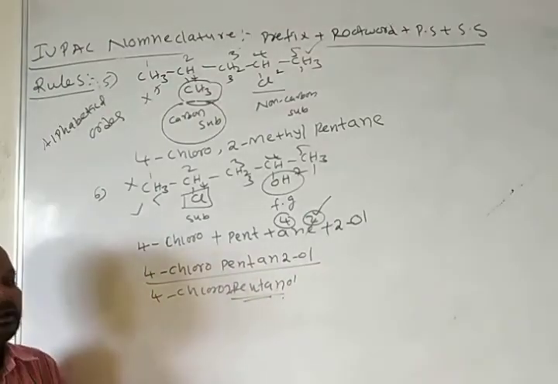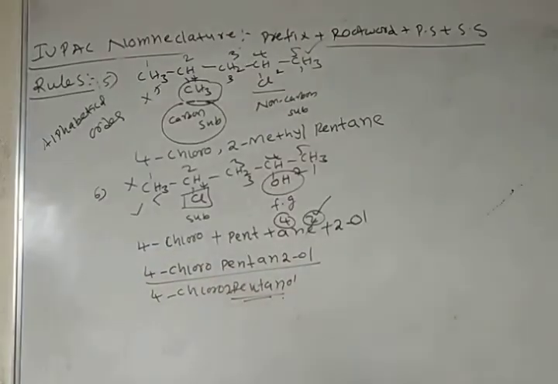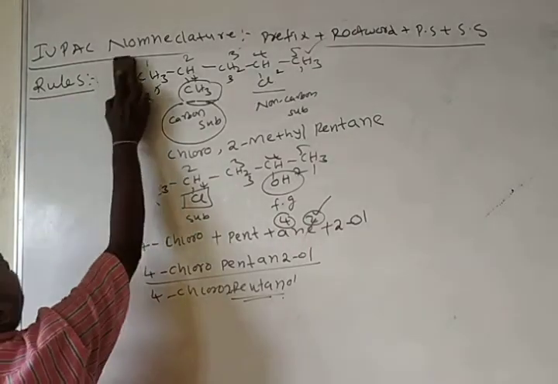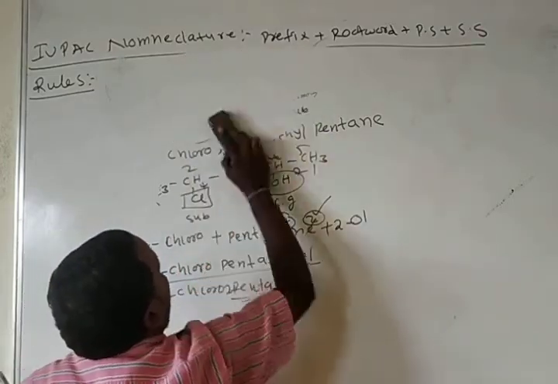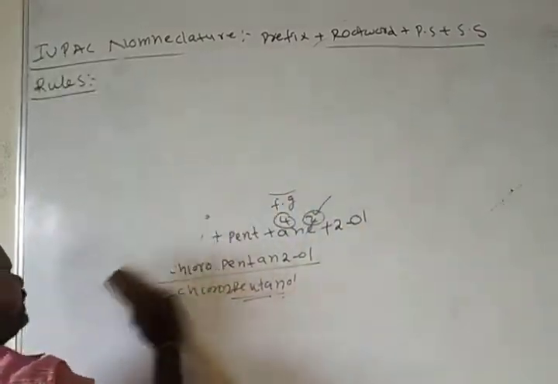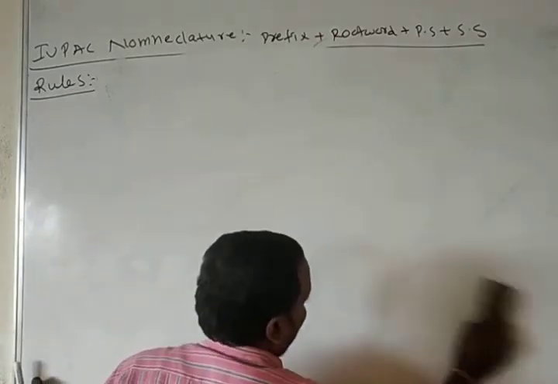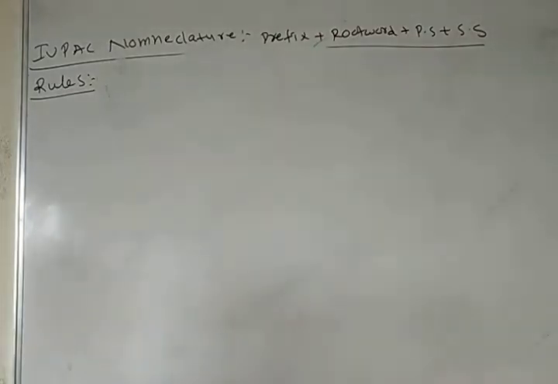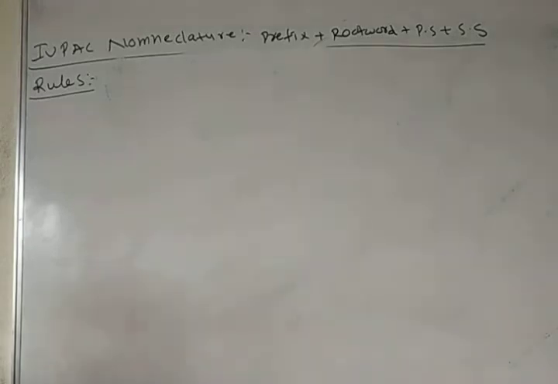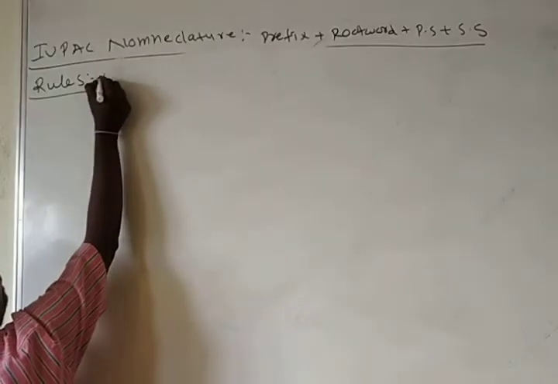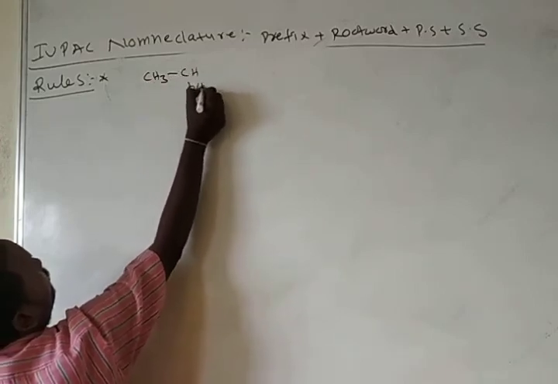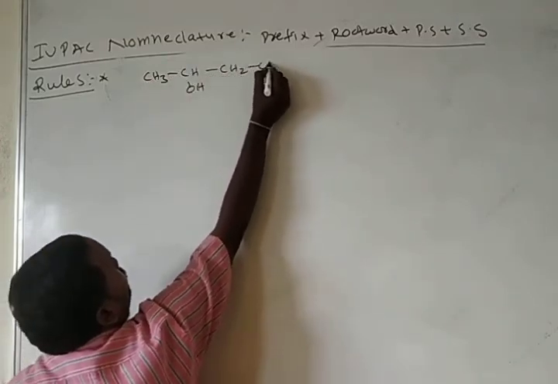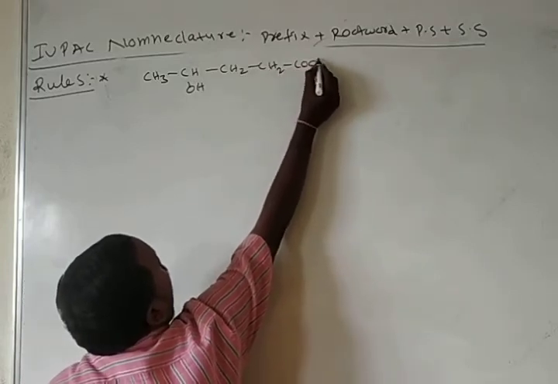If an organic molecule contains two functional groups, a carbon functional group and a non-carbon functional group, what do we need to do? Okay, here CH3, CH, OH, CH2, CH2, COOH.